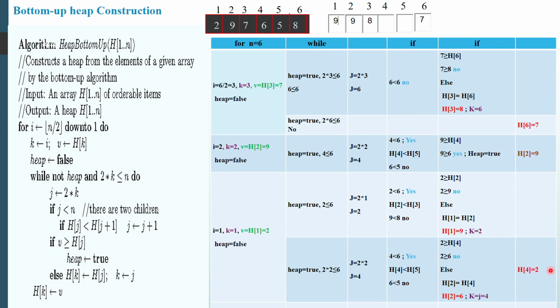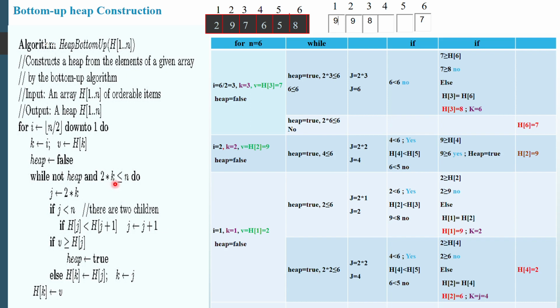And you are changing k equal to j here. What is the j value? 2. So k equal to 2 now. After that you have to go to the while loop. This is the last statement in the while loop, and you go and execute it. So what is heap now? It is false only, that's why heap equal to true now.